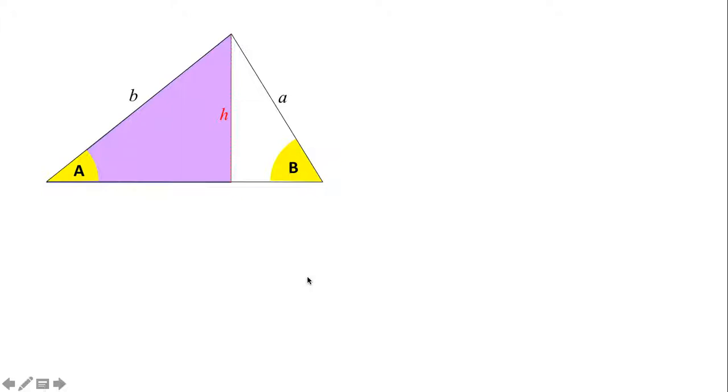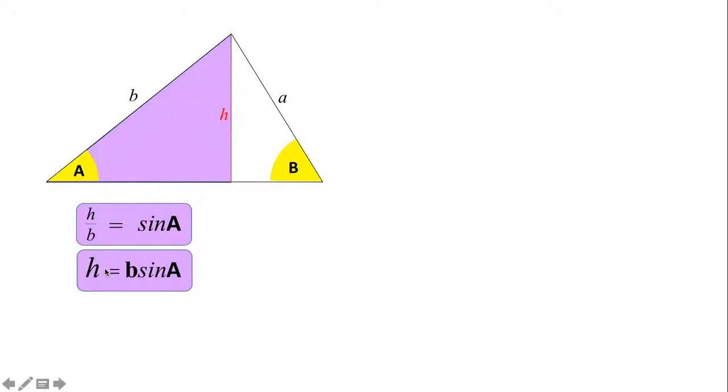Now in the first right-angled triangle on the left there, I've got H and B. H is the height, it's opposite the angle A, and B is the hypotenuse of the triangle, it's the longest side. So by definition, H over B equals sine A. That's just what the definition of sine is. Multiplying both sides of that by B, I get that H equals B times sine A. So the height of this triangle is B times sine A.